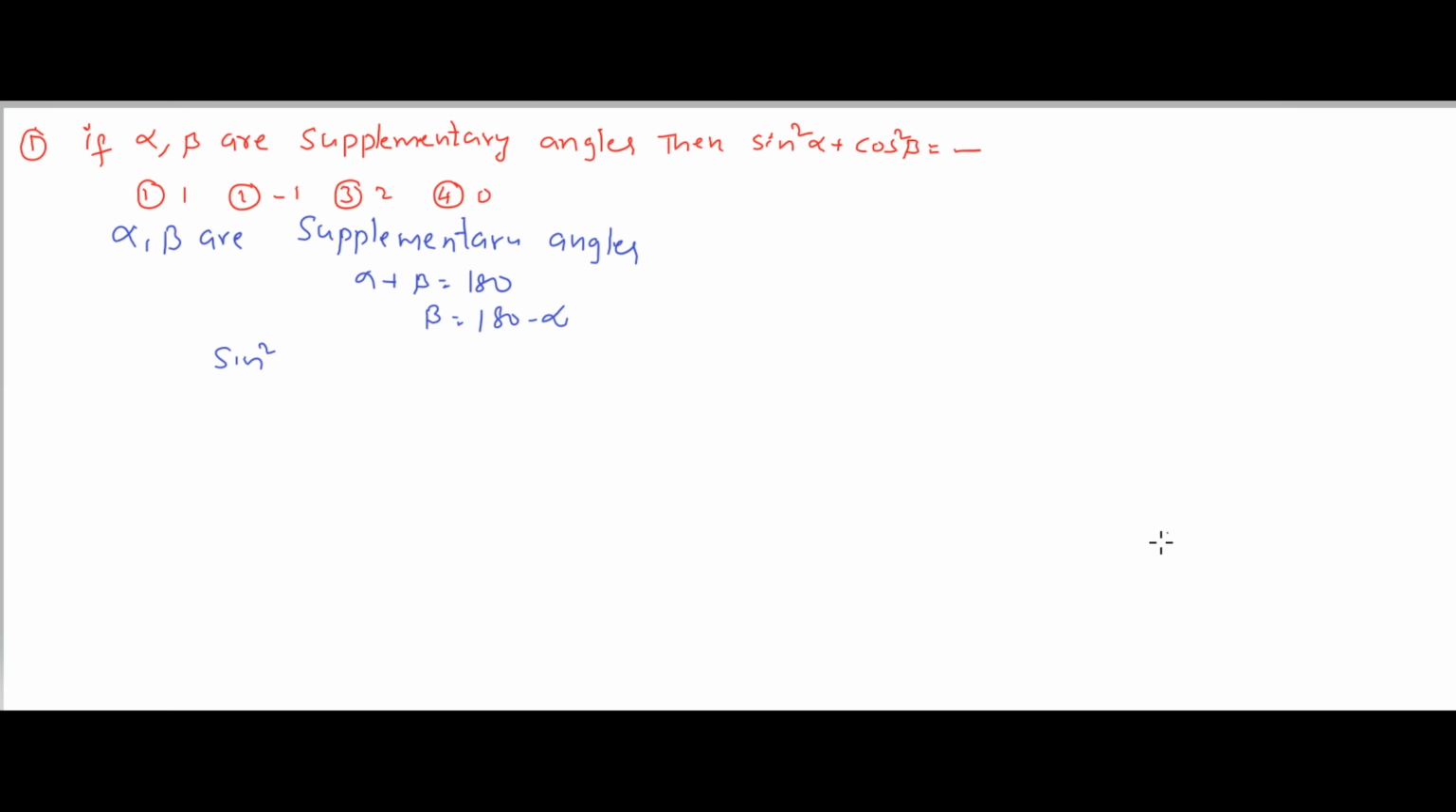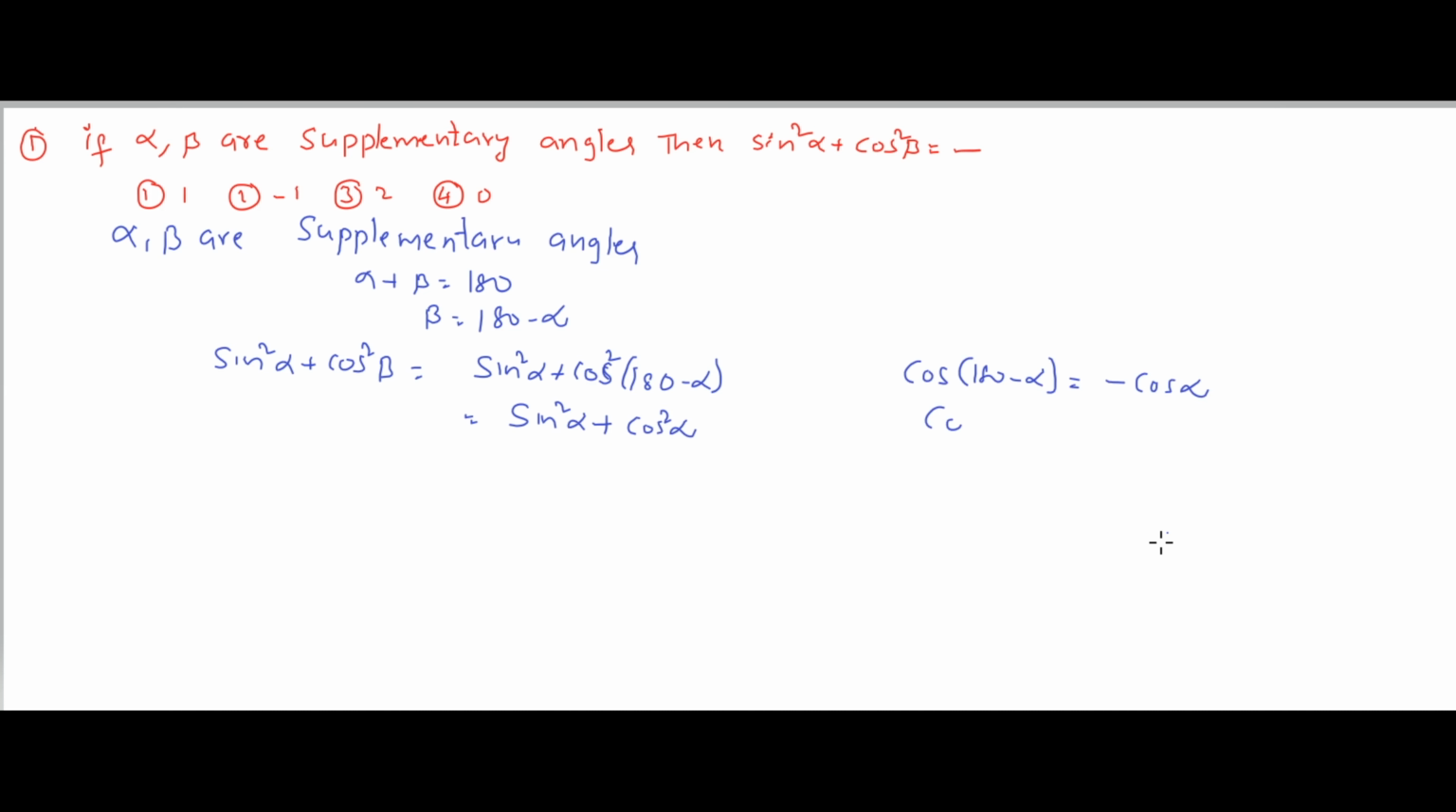Sin square alpha plus cos square beta is equal to sin square alpha plus cos square beta. Beta value is 180 minus alpha. Cos of 180 minus alpha lies in the second quadrant. Sin square alpha plus cos square of 180 minus alpha. So cos of 180 minus alpha is equal to minus cos alpha.